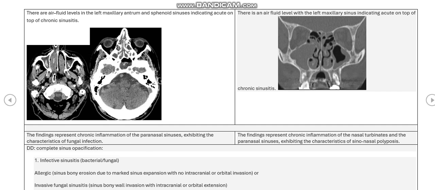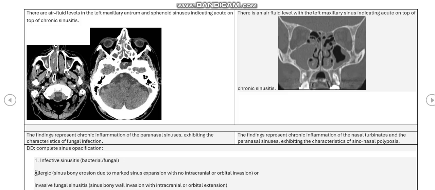So, this chronic allergic fungal sinusitis is a type of infective sinusitis. So, what are the causes of infective sinusitis? Infective sinusitis could be due to bacteria or fungi. Okay? So, we have two types of fungal sinusitis. The first type is chronic allergic fungal sinusitis. The second one is invasive fungal sinusitis.